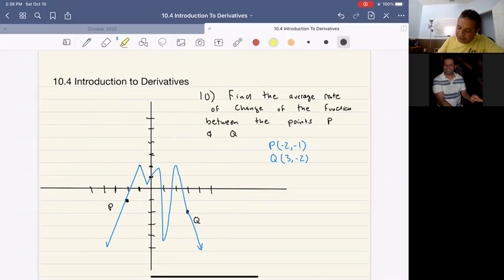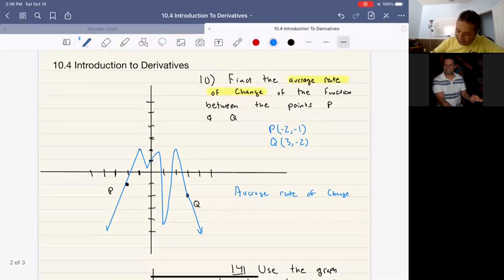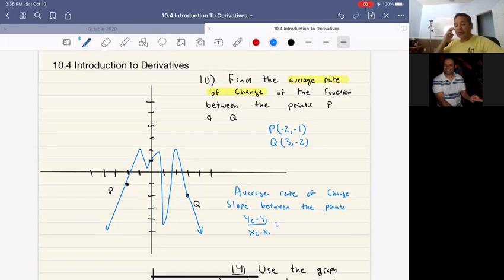So average rate of change, okay, is just the slope between the 2 points. That's that difference quotient that we were doing earlier. So that's the slope between the points. Okay, so I'm going to take y2 minus y1 over x2 minus x1. It doesn't matter which one I choose first as long as I stay consistent.